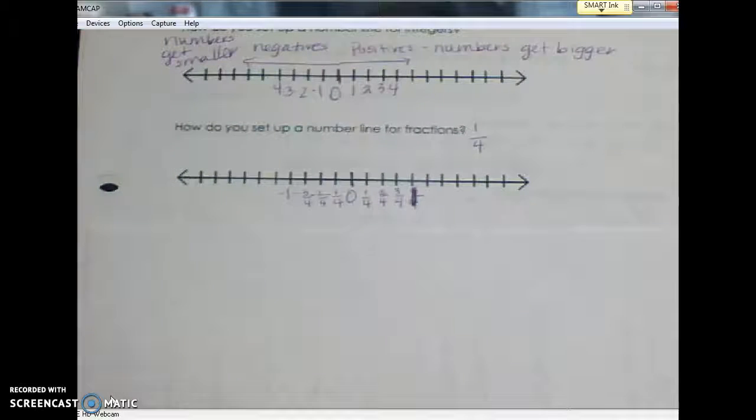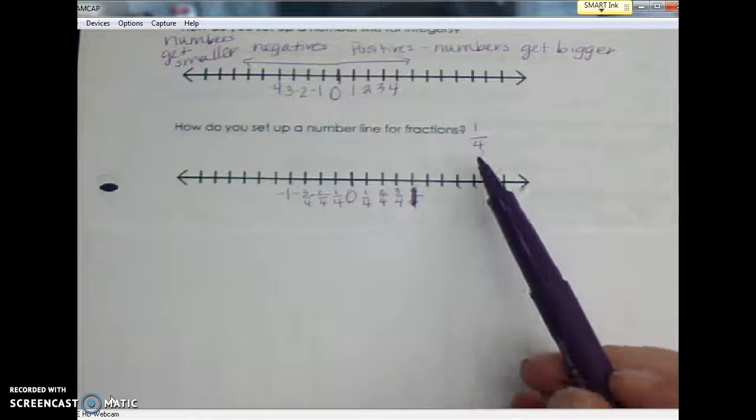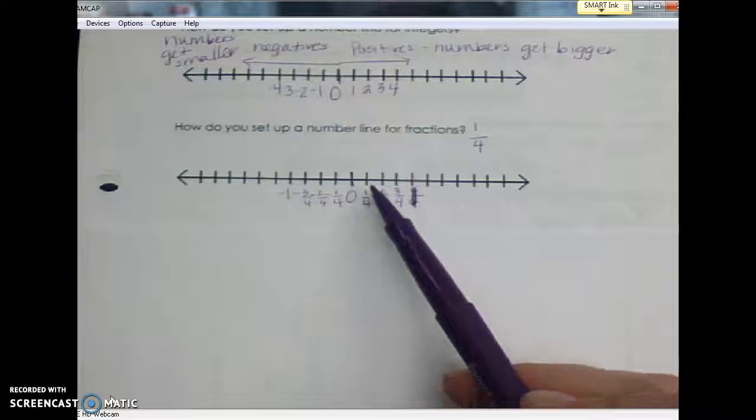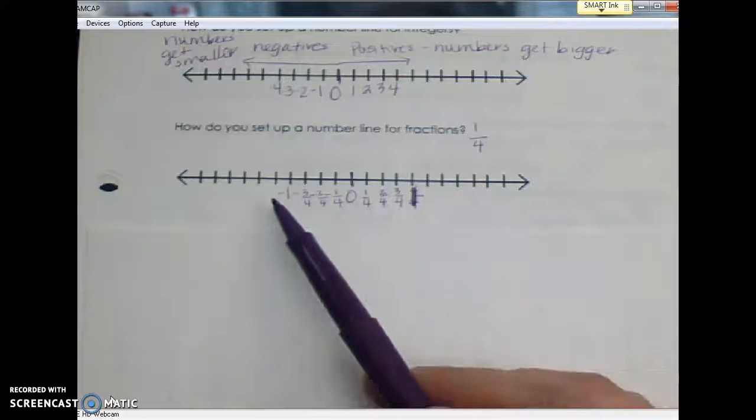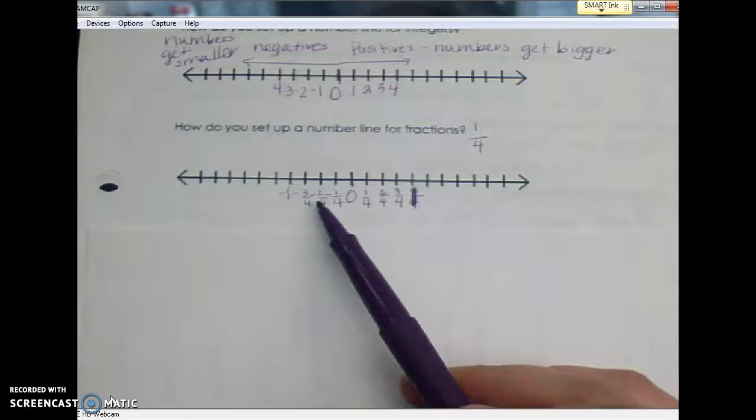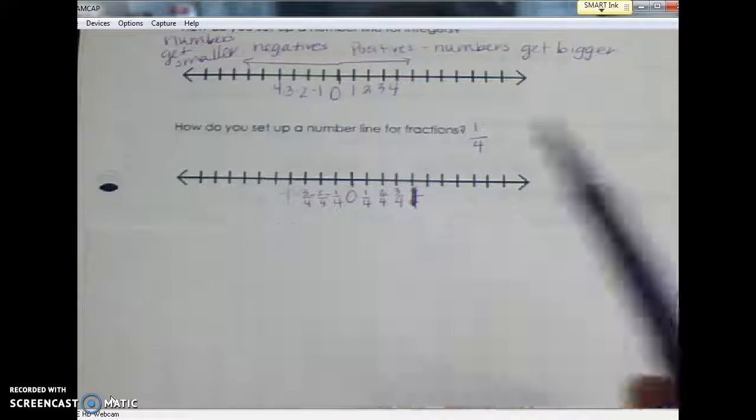We've already talked about how you set up your number line for fractions. So we're going to have our 0, and then you would count by whatever your denominator is. So 1/4, 2/4, 3/4, 1 whole. Going the other way, it's the exact same thing. -1/4, -2/4, -3/4, and -1.